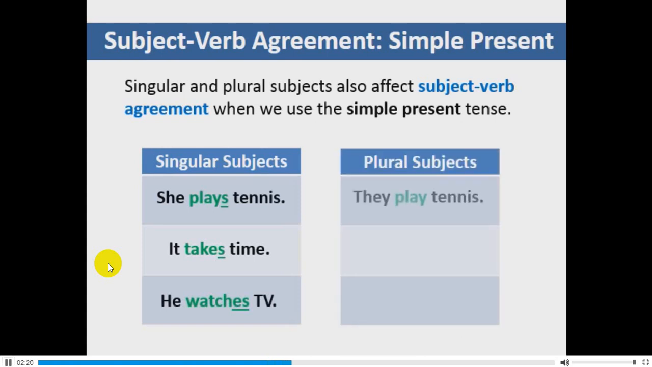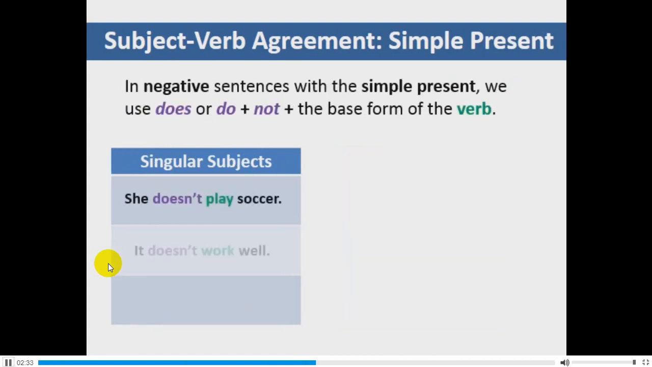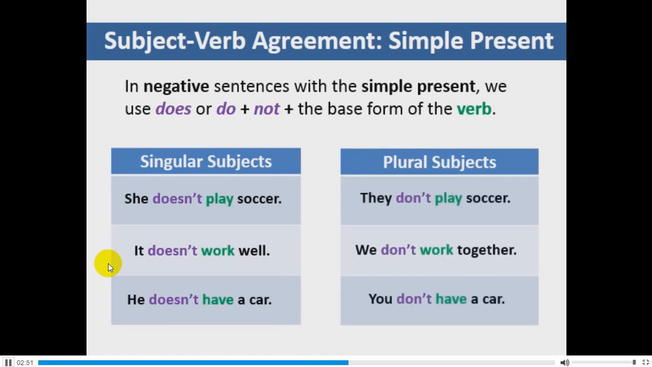With plural subjects, such as they, we, and plural you, we use the plural form of the verb, so we do not add an s. In negative sentences with the simple present, we use do or does plus not, plus the base form of the verb. We use does not or doesn't with singular subjects. We use do not or don't with plural subjects.